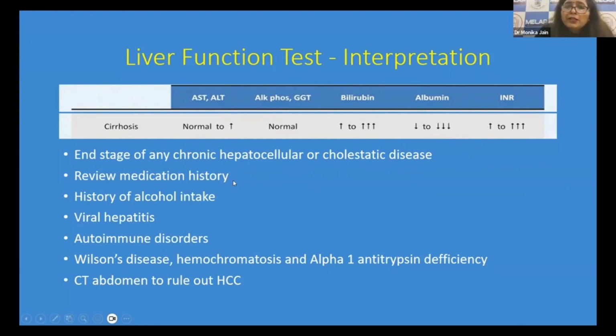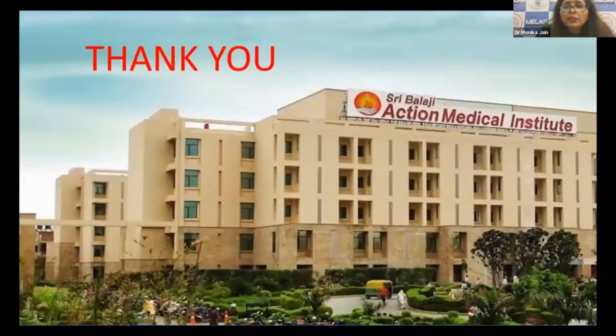We must review the history of medication, alcohol, viral pathology, autoimmune diseases, Wilson's disease, hemochromatosis, alpha-1 antitrypsin deficiency. We can get a CT done to rule out associated HCC, which can be confirmed by alpha-fetoprotein or PIVKA level. So these are the further investigations besides history. We can get a viral marker done, autoimmune marker done, workup for Wilson's, hemochromatosis. They are all part of extended LFT, to know the etiology.